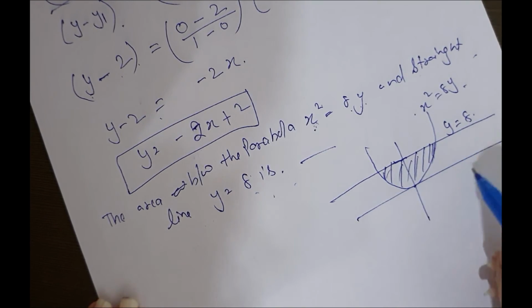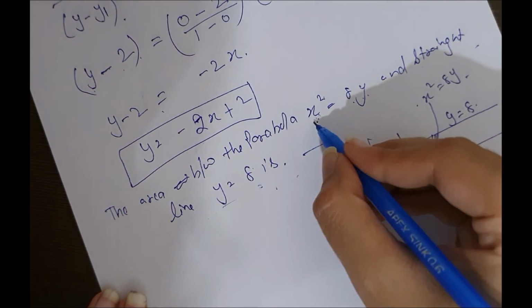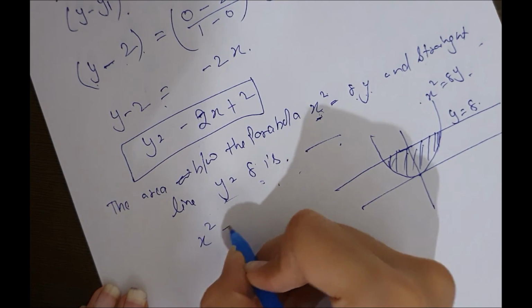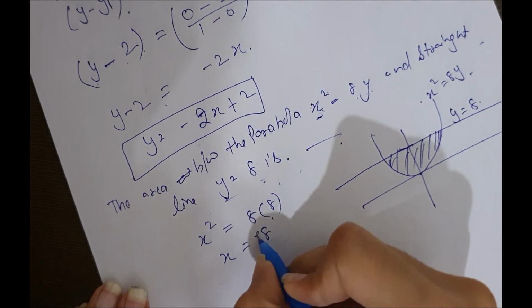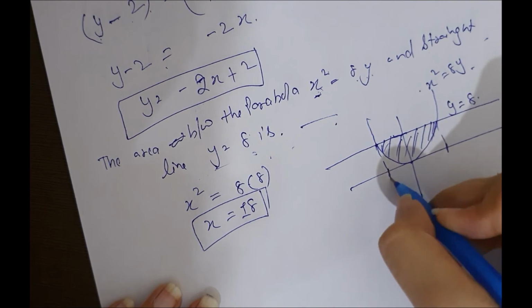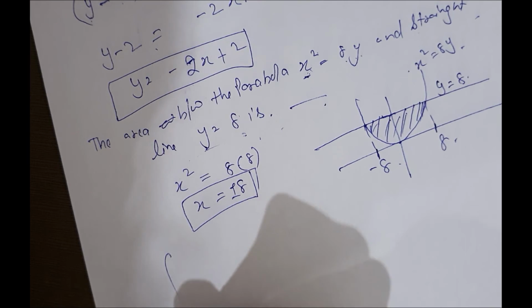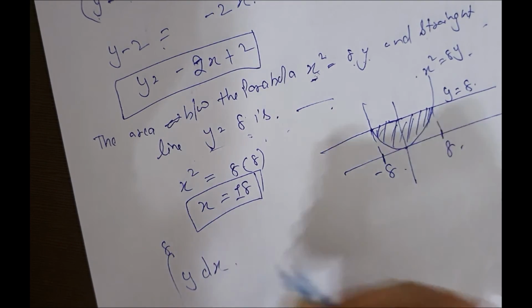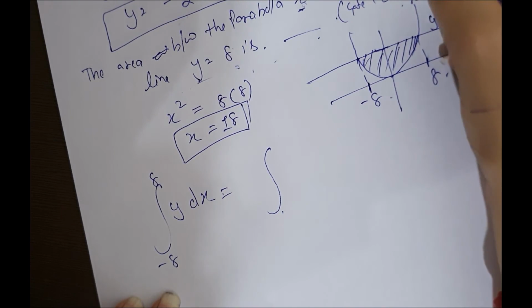So in this question we don't need to plot it because it's simple. From here we can get the value of x because we are given the value of y. This is x square is equal to 8 times 8. So x here will come out to be plus minus 8. So the value of x here will come out to be minus 8 and here 8. Now integrate it from minus 8 to 8 of y dx. This is also a GATE CE 2016 2 marks question.